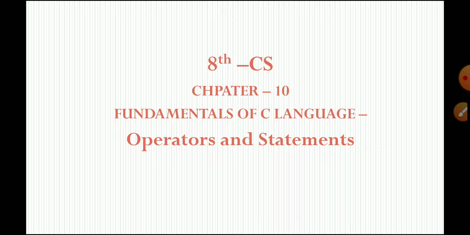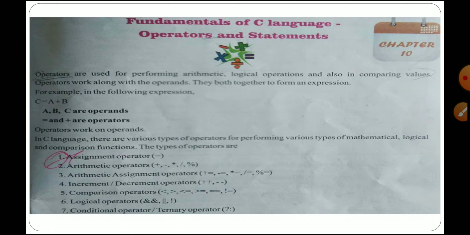Here is the definition they have given. Operators mean what, and after that they gave an example statement: C equal to A plus B. In this statement, which one is the operator and which one is the operand? First, what are the operands? C equal to A plus B. In this statement, the operands are A, B, C. These three are operands.